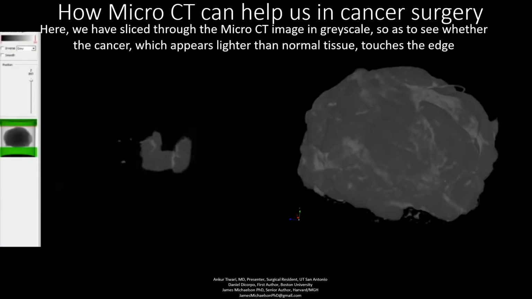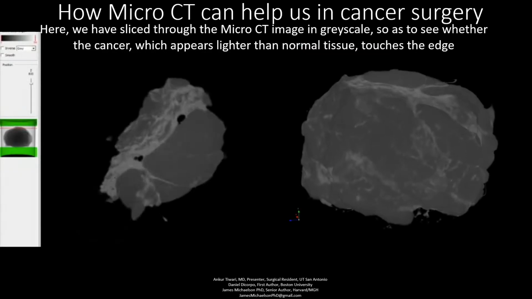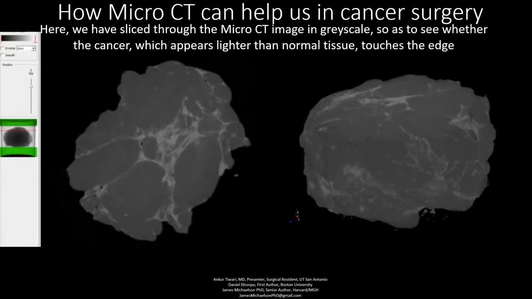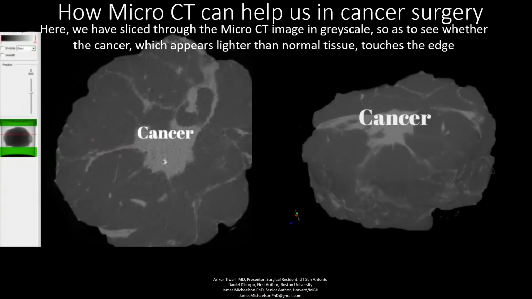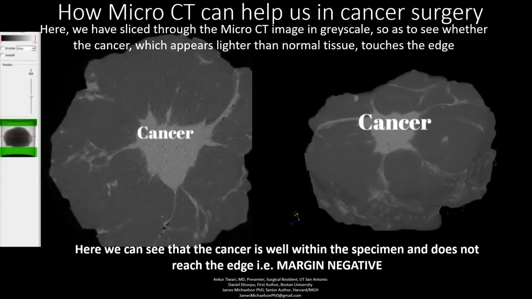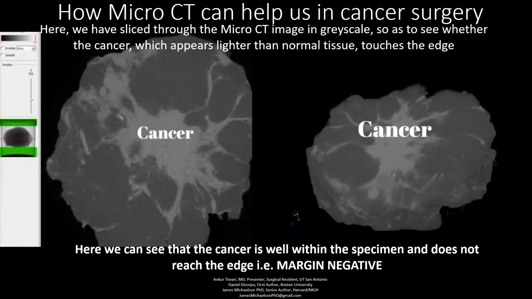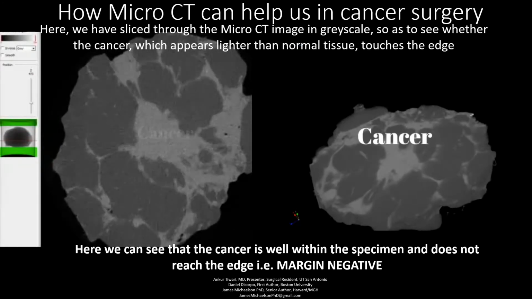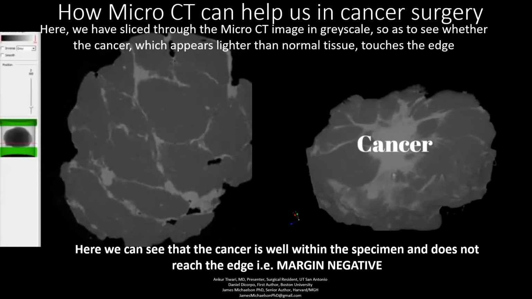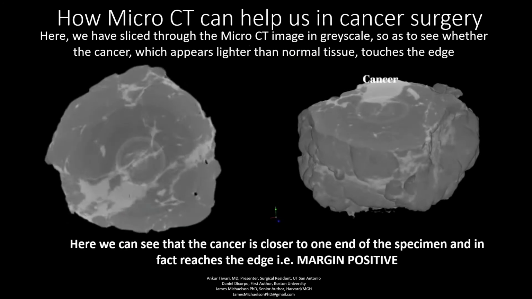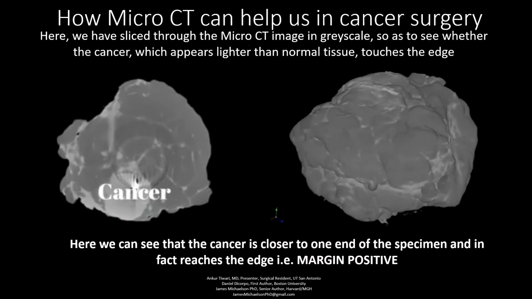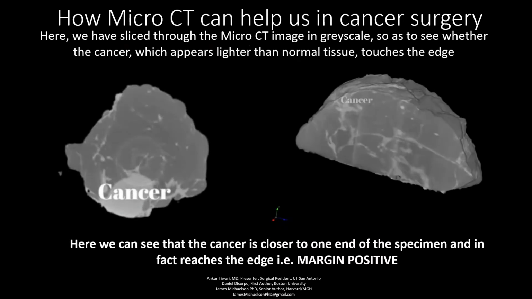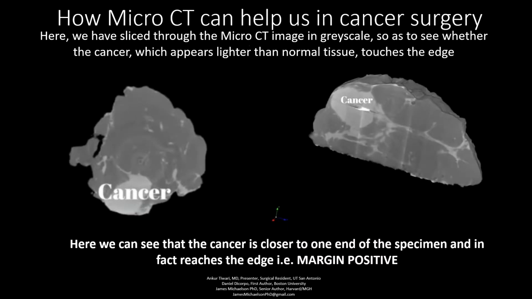We can slice through the micro-CT image in grayscale so as to see whether the cancer, which appears lighter than normal tissue, touches the edge. Here we can see that the cancer is well within the specimen and does not reach the edge, that is, margin negative. Here, as we slice through the image, we can see that the cancer is closer to one end of the specimen and in fact reaches the edge, that is, margin positive.